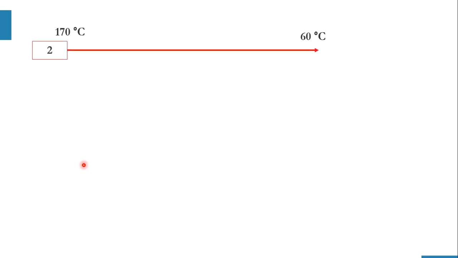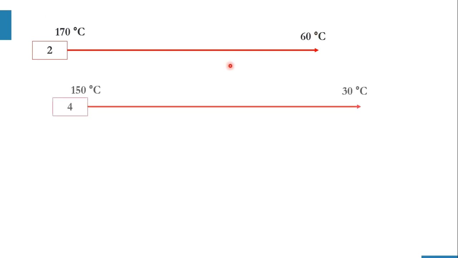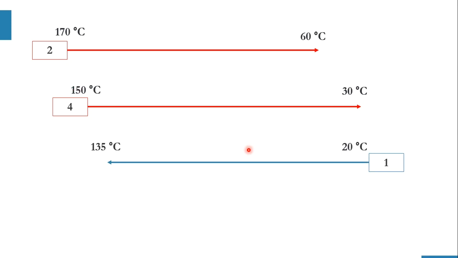So first, as you know, we have to place hot streams, and then we have to place the cold streams. So 170 to 60 degrees centigrade, number 2, then from 150 to 30 degrees centigrade, number 4 stream. These two are the hot streams of the system. Then number 1, 20 to 135 degrees centigrade, and then number 3, 80 to 140 degrees centigrade. And we know the hot pinch temperature is 90 degrees centigrade and the cold pinch temperature is 80 degrees centigrade.